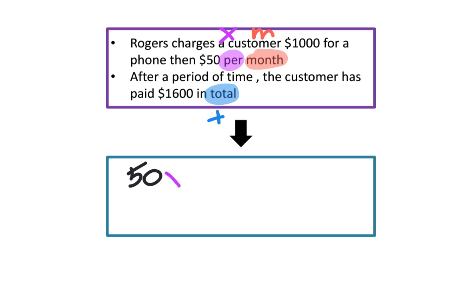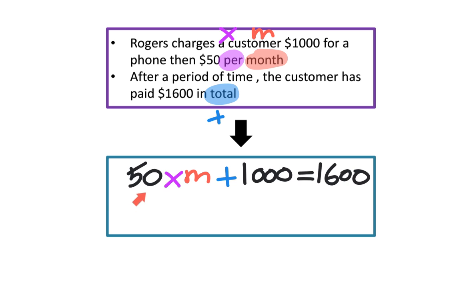50 multiplied by m, and since this is a total, I'm going to add an addition sign right over here, and I'm going to put $1,000 next. It's going to be equal to $1,600. In other words, a customer pays $50 per month, and then they also paid $1,000 for a phone. So in total, they will have paid $1,600 after an unknown period of time.